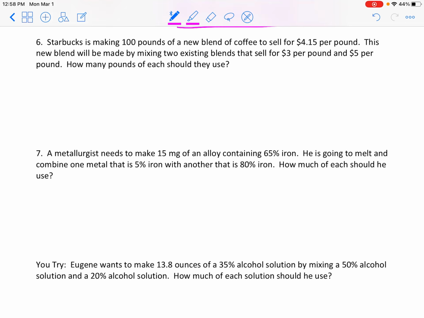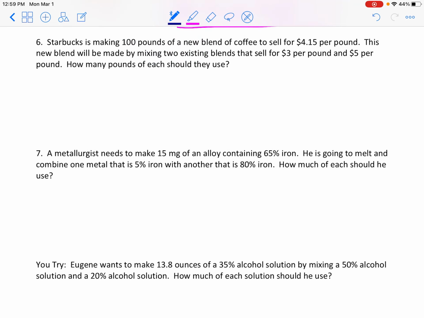It says Starbucks is making 100 pounds of a new blend of coffee to sell for $4.15. This new blend will be made by mixing two existing blends that sell for $3 per pound and $5 per pound. How many pounds of each should they use? So if you understand what's happening here, they have this mixture that they sell for $3 a pound. They have a little bit of a higher end mixture they sell for $5 per pound. What they're trying to do is mix a little bit of the cheaper one with some of the expensive one to get to something in the middle that sells for $4.15 per pound. Okay? So that's the concept we have going on here. So how many of each should they use?